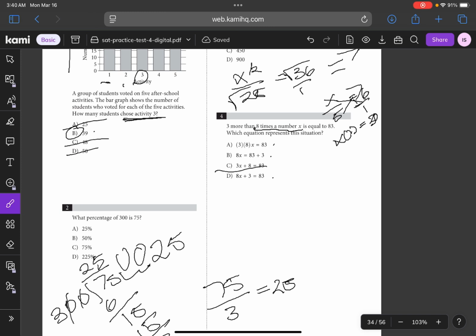Now we know it's 3 more. So we know that 3 should be in addition. Here is multiplication, so we can remove this. And here is also addition, so now we have 3. And now we have it equal to 83. Here we have 8x equals 83 plus 3, where the 3 is in the wrong spot. And here, with D, we have the right answer, where 8x plus 3 equals that 83 number we're looking for.